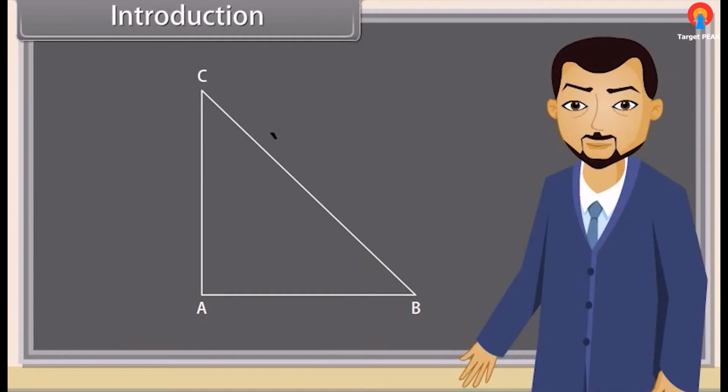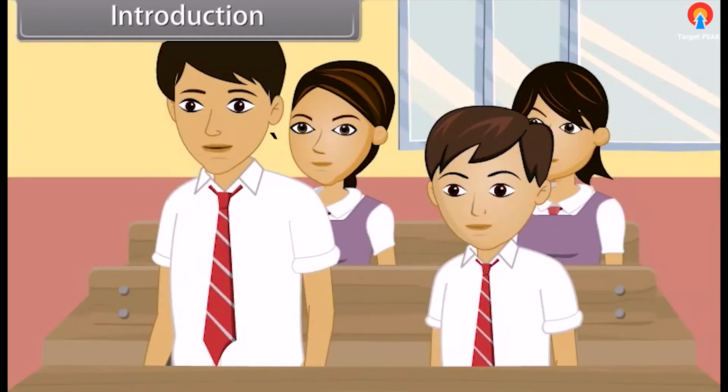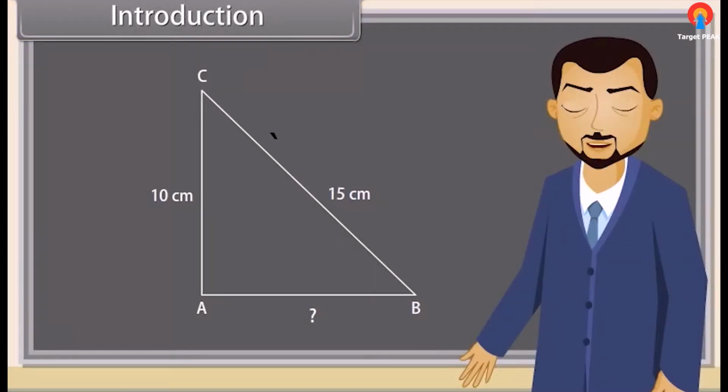Correct. Now if one side of this triangle is 10 centimeter, second side is 15 centimeter, then can you tell the length of the third side? Yes, we can find the length of the third side using Pythagoras theorem. So what is Pythagoras theorem? Today we will learn about Pythagoras theorem. Come, let's start.